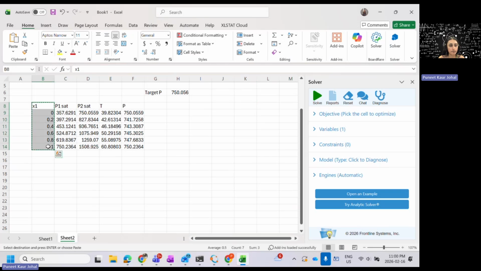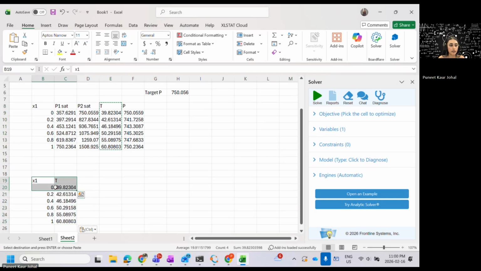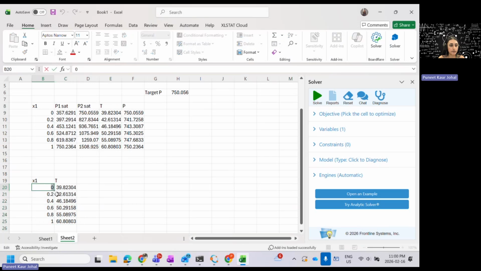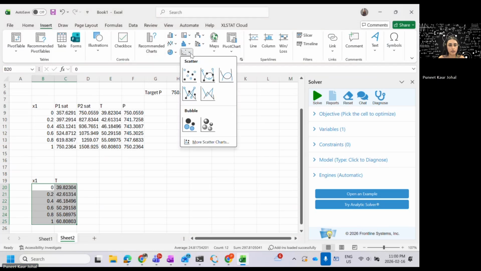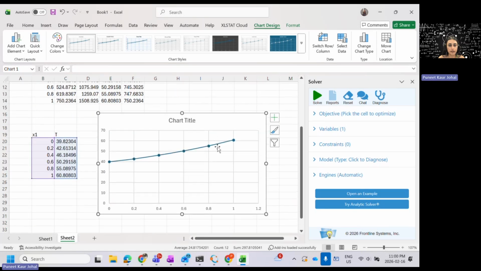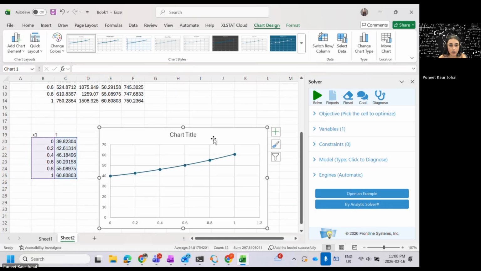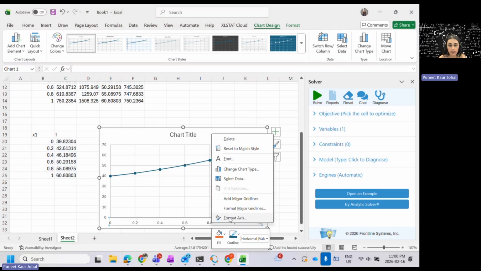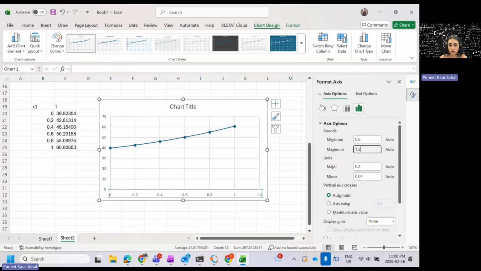And now that we have this, we can actually plot it. So I'm going to take the x1 values, I'm going to take the t values, and we will try to insert a plot. Whoops. We're going to insert a plot. Okay, that looks like this. This is exactly what we were kind of expecting. You can actually format your axis so that the maximum is just at 1. So you have something like that.